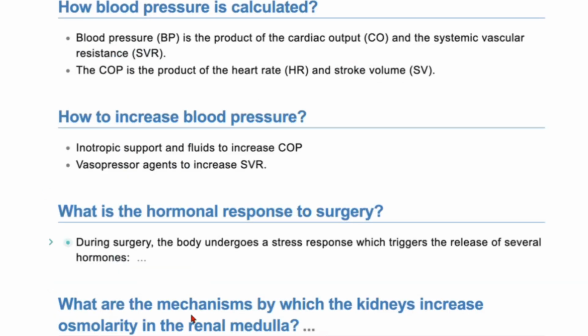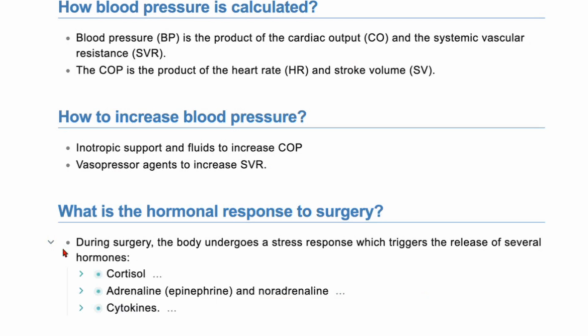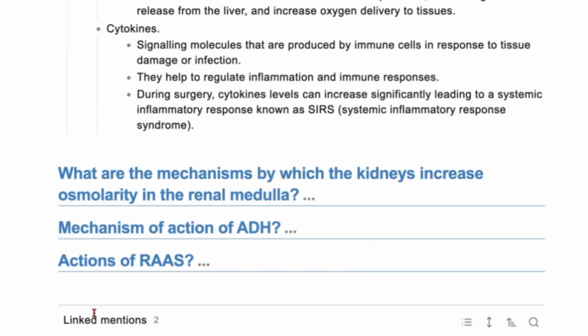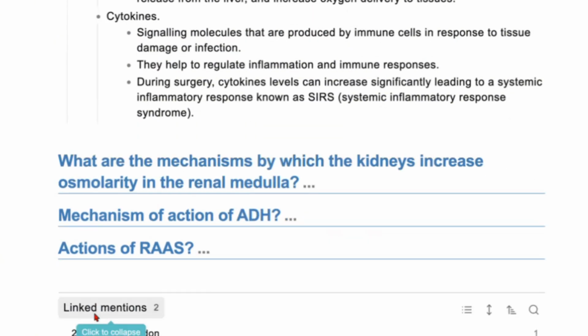What are the mechanisms by which the kidneys increase the osmolarity in the renal medulla? So this is by the theory of the countercurrent multiplier, which is based upon medullary hypertonicity. We have reabsorption of sodium chloride in the thick ascending loop of Henle. This is because it's impermeable to water, but permeable to sodium chloride.